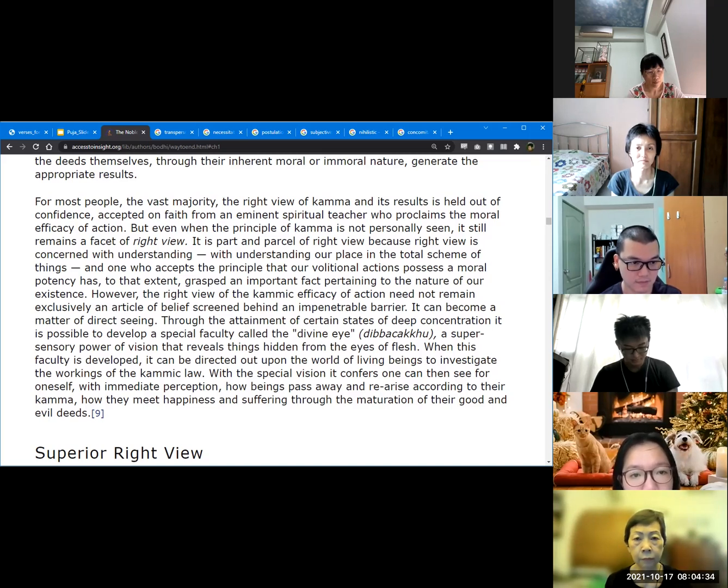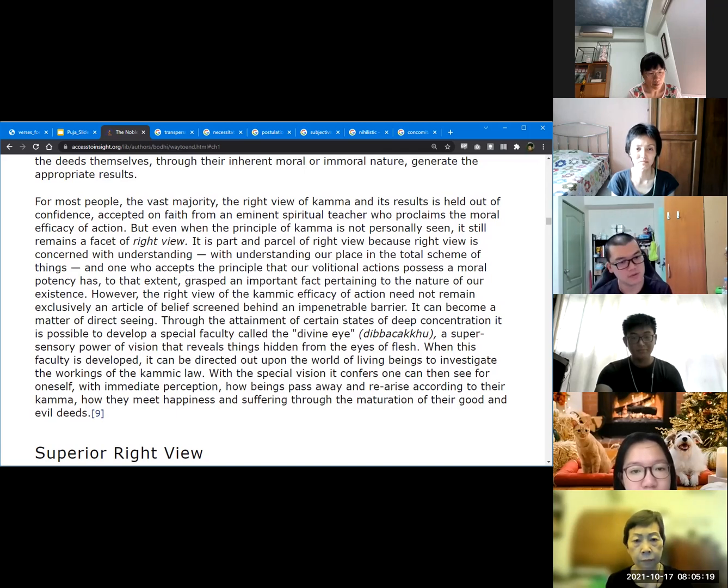It is part and parcel of right view because right view is concerned with understanding our place in the total scheme of things, and one who accepts the principle that our volitional actions possess a moral potency has, to that extent, grasped an important fact pertaining to the nature of our existence. However, the right view of the karmic efficacy of action need not remain exclusively an article of belief screened behind an impenetrable barrier. It can become a matter of direct seeing.